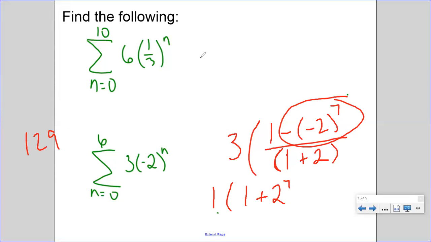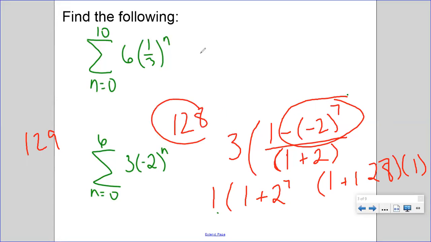So anyone want to guess what 2 to the 7th is? Maybe 128? I think it's 128. Hey, guess what, gang? We got it. 128. Wow. What do we think?